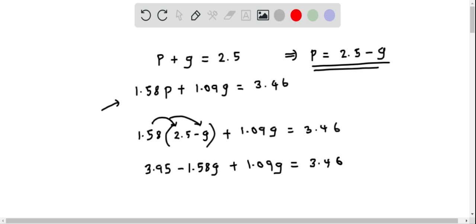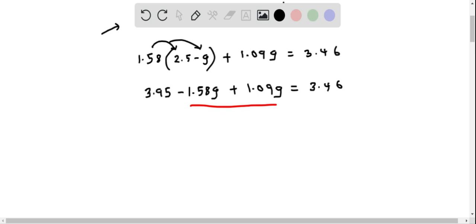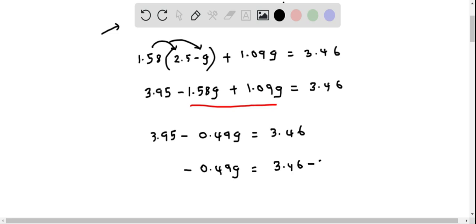3.46. So we can combine the like terms, negative 1.58 G plus 1.09 G. And when we do that, we have this 3.95. So this becomes 3.95 minus 0.49 G. This equals 3.46. We then subtract 3.95 from both sides. So we get negative 0.49 G. This equals 3.46 minus 3.95. And that is 3.46 minus 3.95 equals negative 0.49.